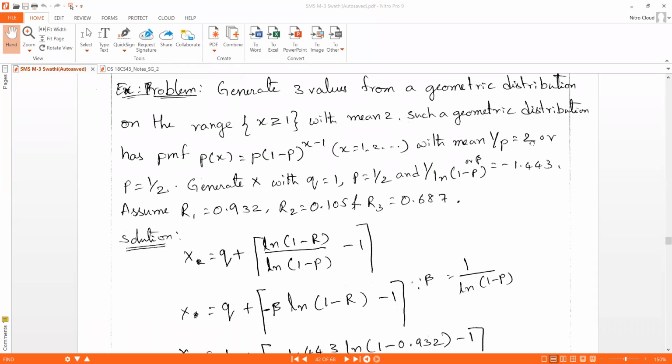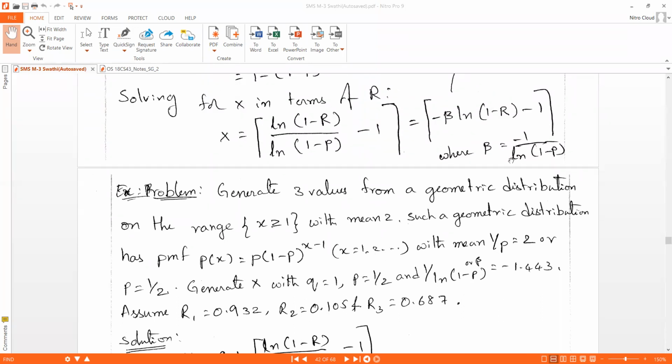Right? 1 by 2 equal to P means P equal to 1 by 2. Okay, generate X with Q equal to 1, P equal to 1 by 2, and 1 by ln of 1 minus P is equal to minus 1.443. This is nothing but beta. We have seen in the formula beta is equal to 1 by ln of 1 minus P. Okay, that is beta equal to minus 1 by ln of 1 minus P. If you send this minus to this side, minus beta is equal to 1 by ln of 1 minus P.